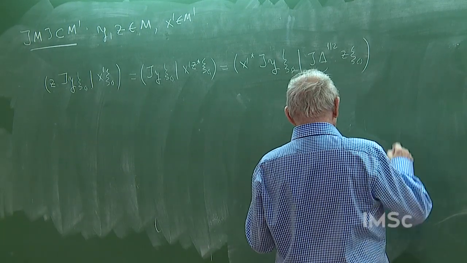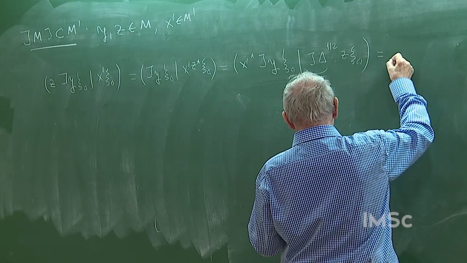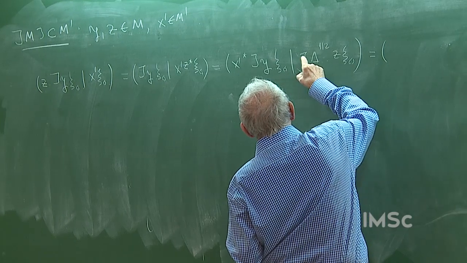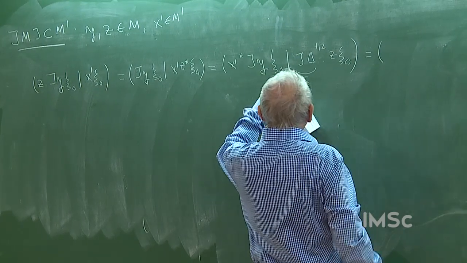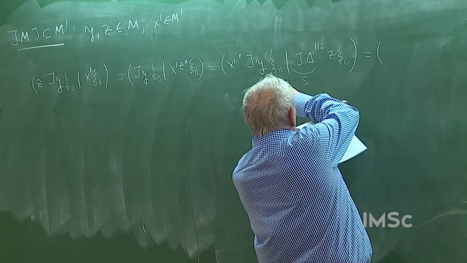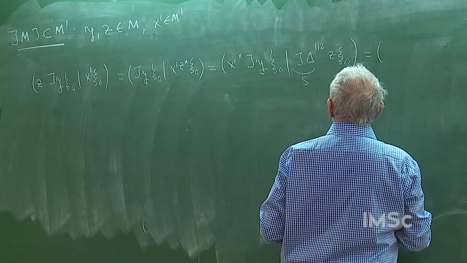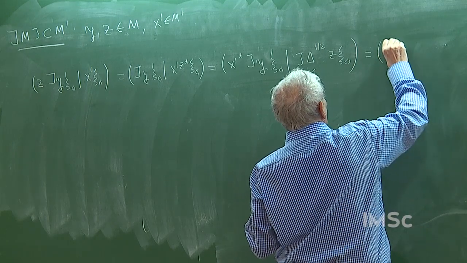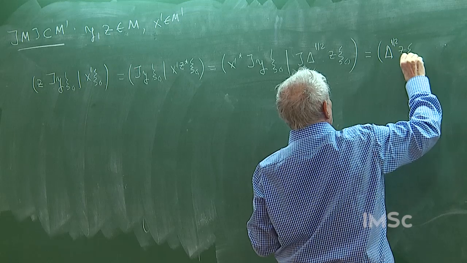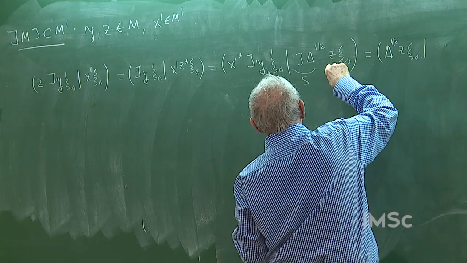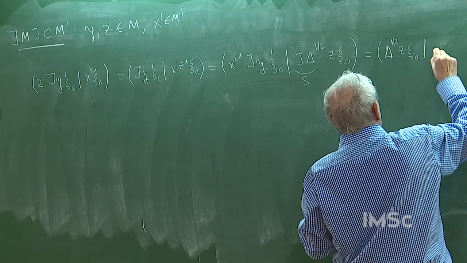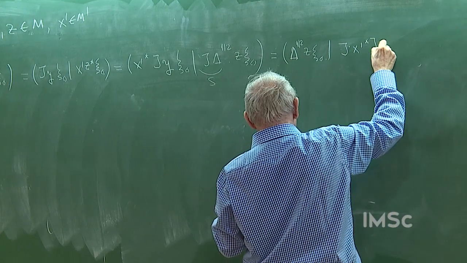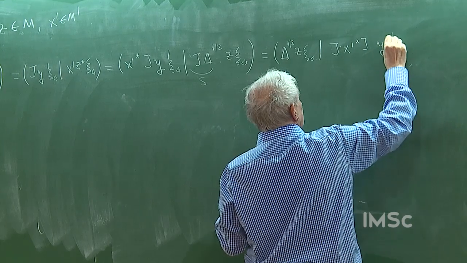Okay. Which is equal to, further, I put J on the other side. But putting J on the other side changes the order in the scalar product because it's conjugate linear. So this is delta 1/2 Z psi naught, times J X prime star J Y psi naught.